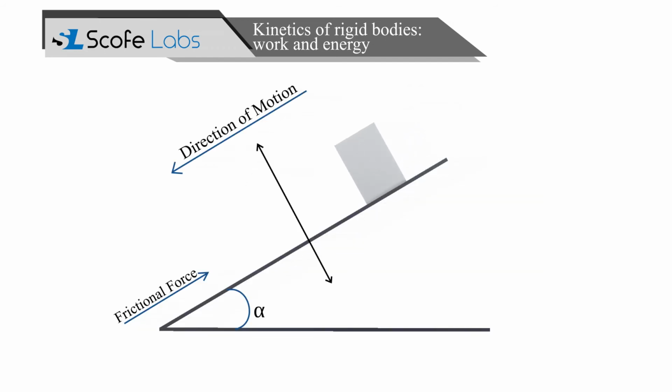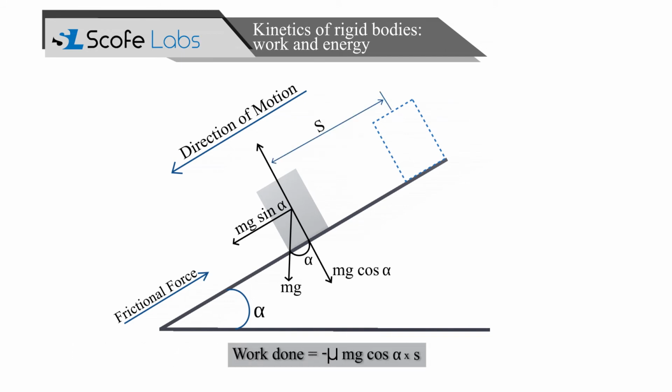A block is sliding on an inclined plane at a distance s. Work done for a block sliding on an inclined plane is the product of minus mu mg cos alpha s.